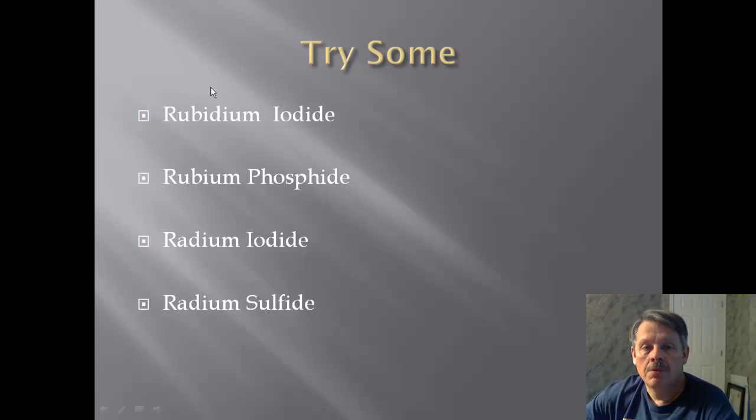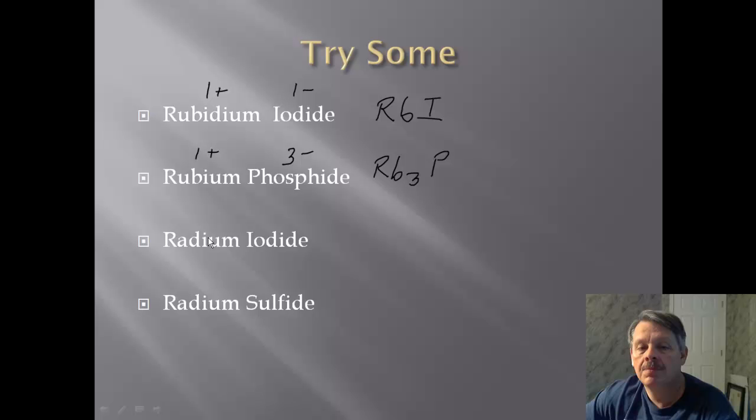All right, rubidium is in column 1, so it's a 1+ charge. Iodine is a halogen, so it's 1-, so that's RbI. We already know that rubidium is a 1+. Phosphide is a 3-, so this becomes Rb3P. Radium, if we look up radium, is at the bottom of the alkaline earth metals column, so that's a 2+ charge. Iodine is a halogen, so it's a 1-, so this becomes RaI2.